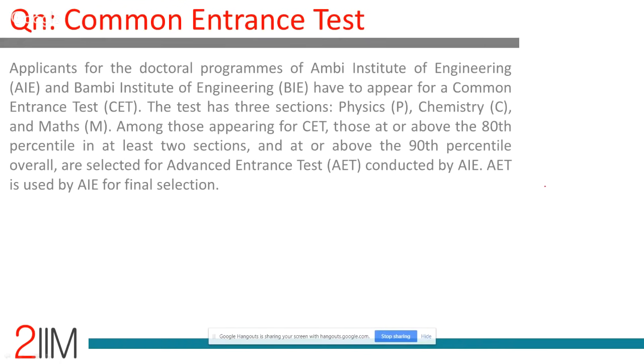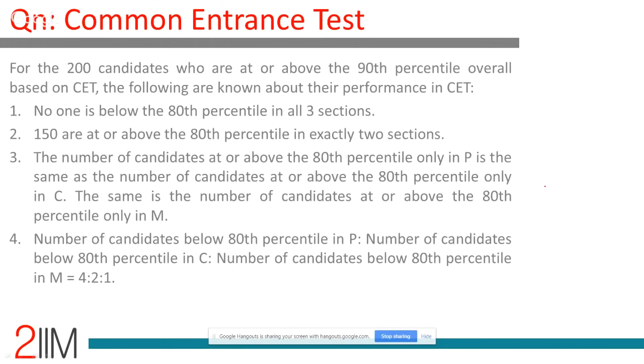So this is initial selection. You get 90 overall, and above 80 in at least 2. And remember, above 80 in at least 2, not in everything. For the 200 candidates who are at or above the 90th percentile overall, based on CET, the following are known about their performance in CET. So this 200, some subset of this is going to qualify for AET.